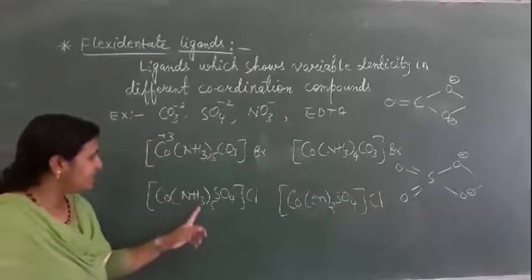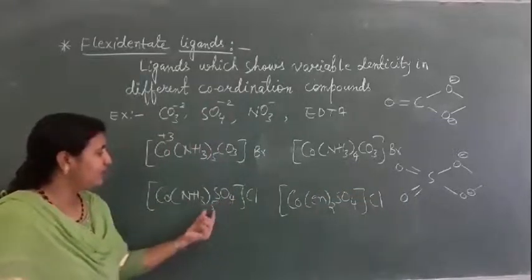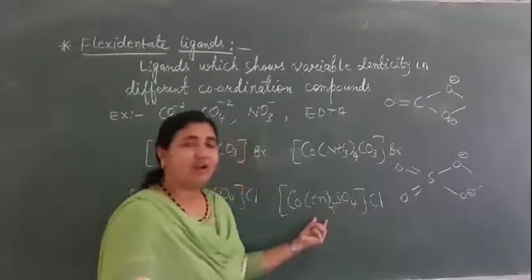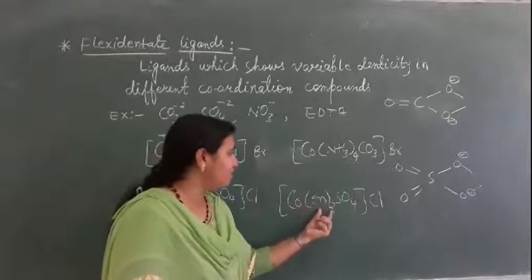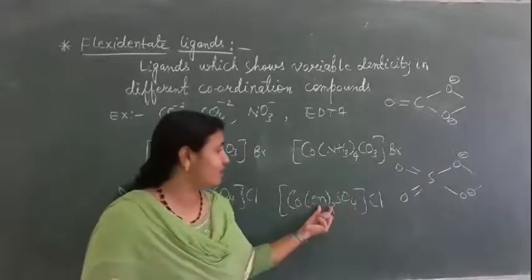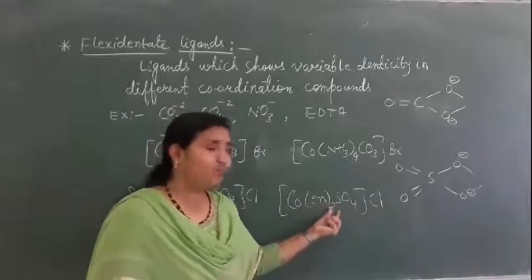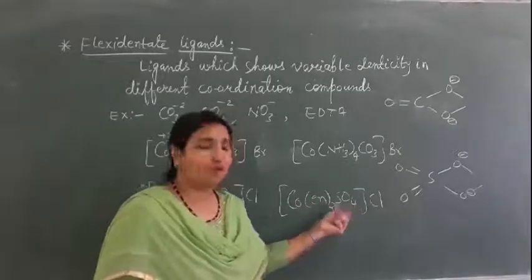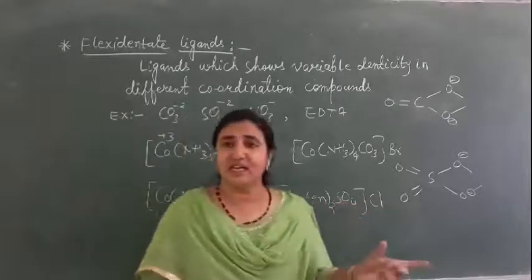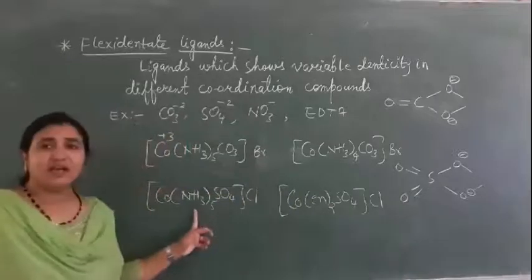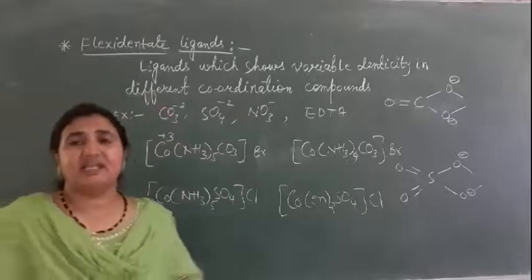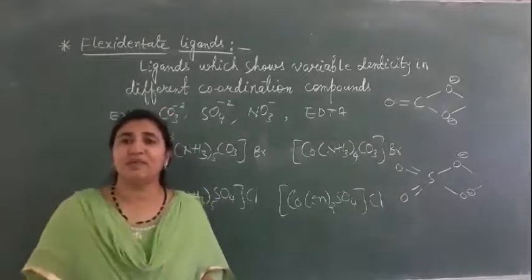Similarly, here Co(NH3)5 SO4, this SO4 acts as monodentate, and in this case the SO4 will act as bidentate. This is Co(en) twice. Ethylene diamine is a bidentate ligand, it gives 2 pairs, so 2 plus 2 is 4, and here it is 2. Total is 6, so coordination number is 6. That's why this SO4 is now bidentate. In this case it is monodentate.